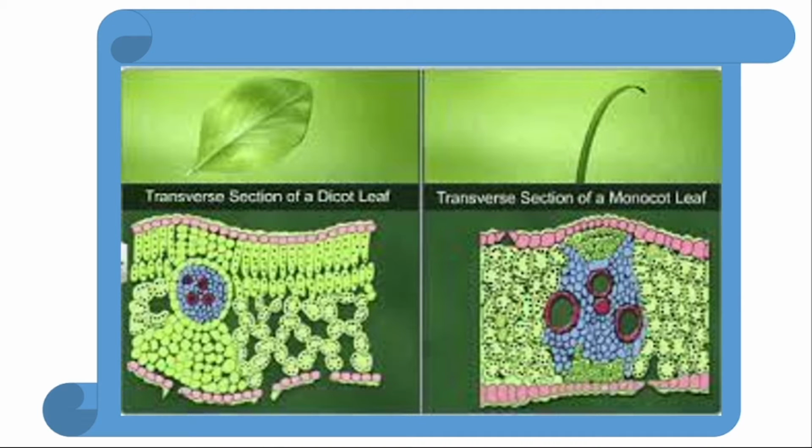Look at the picture. Transverse section of the dicot leaf. Under the microscope, we can see the internal structure of the dicot leaf. Look at the upper epidermis, then the mesophyll. In the mesophyll, two types of regions are present. One is the palisade parenchyma cells, and the other is the sponge parenchyma cells.